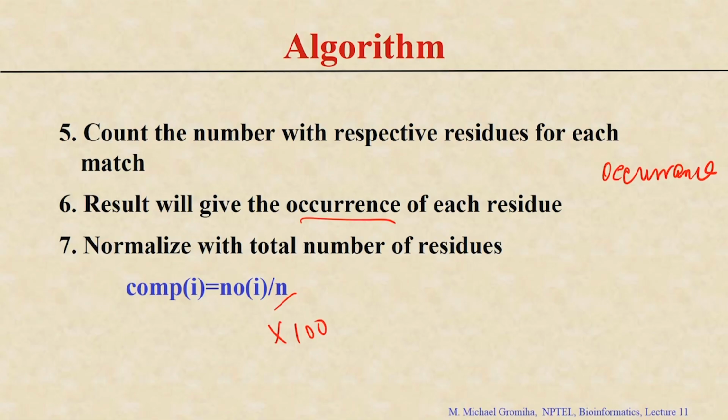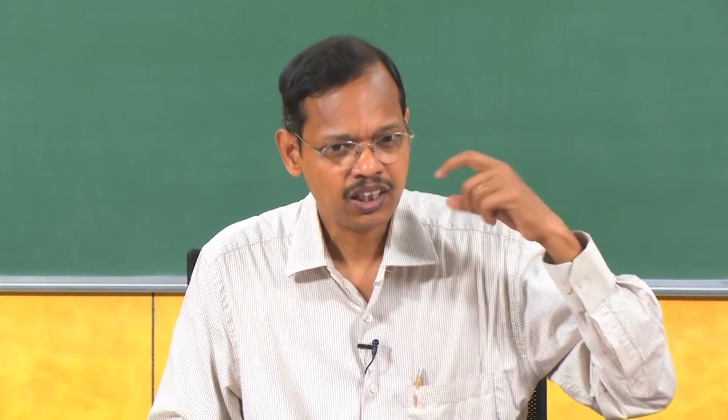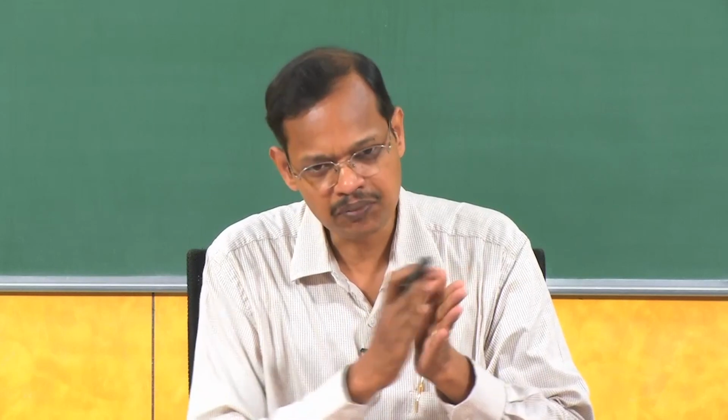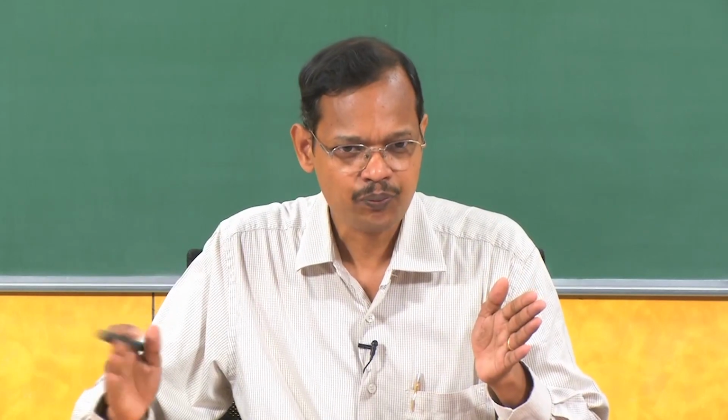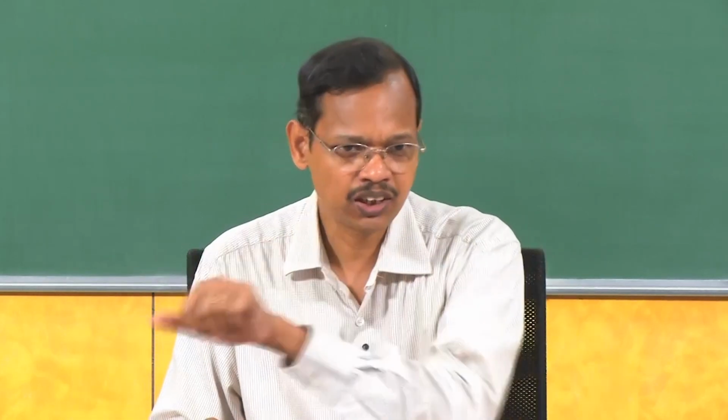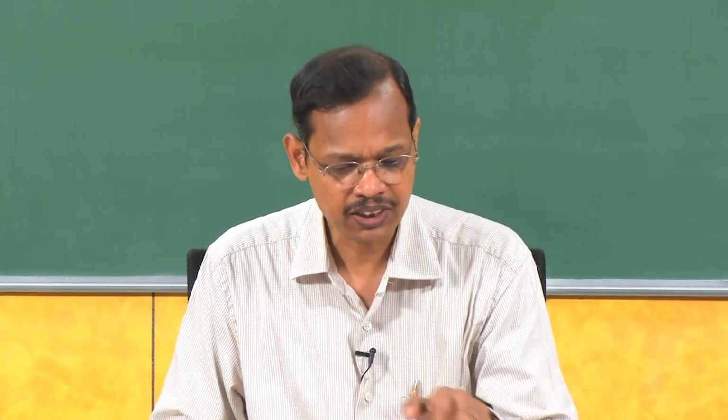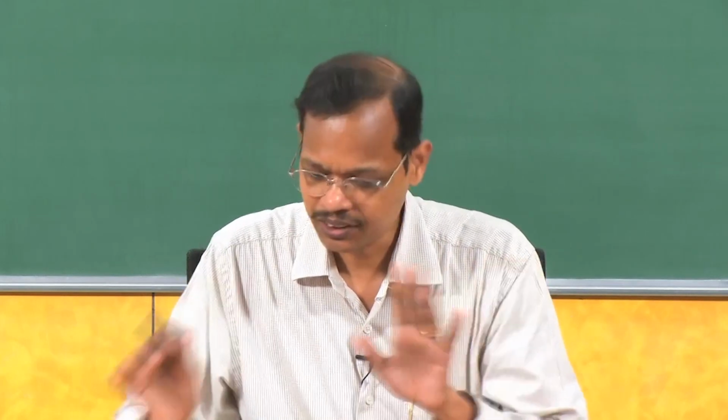So, we take the sequence and get the 20 different amino acids and do the matching. If it matches, then increase the number by plus 1, because we already initialized it, and continue till the end of the sequence. Then we have 20 numbers for the 20 amino acids, then normalize with the n, so then we will get the composition. This is how you can easily calculate the composition.